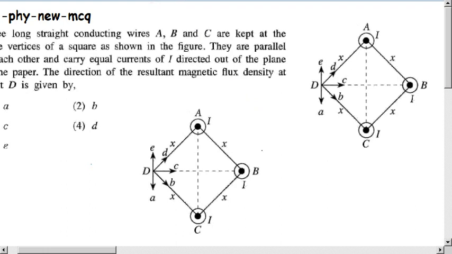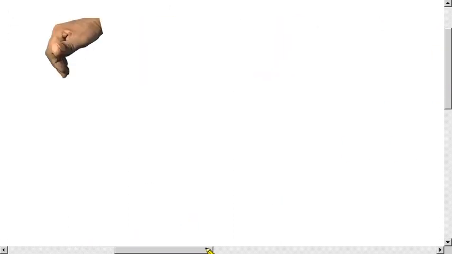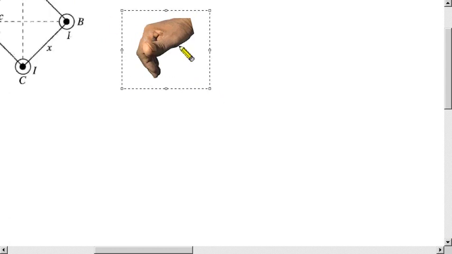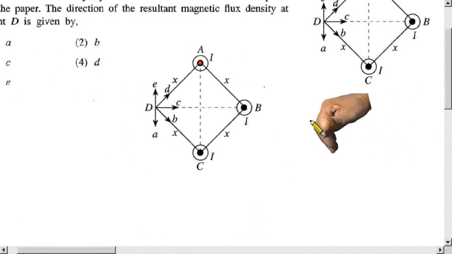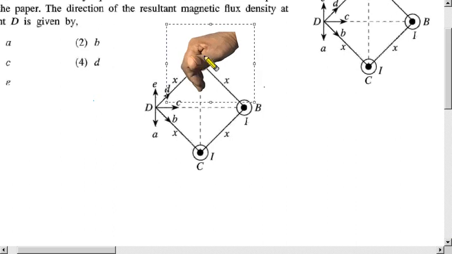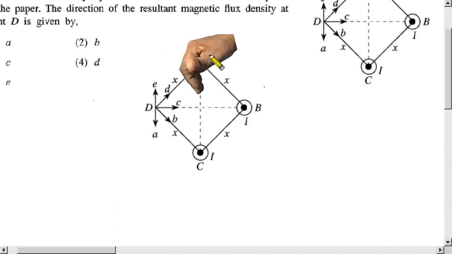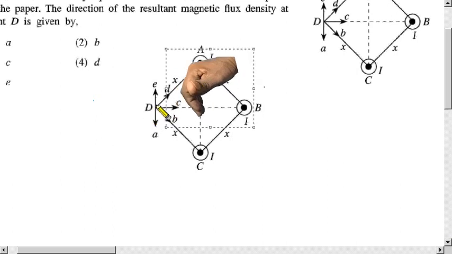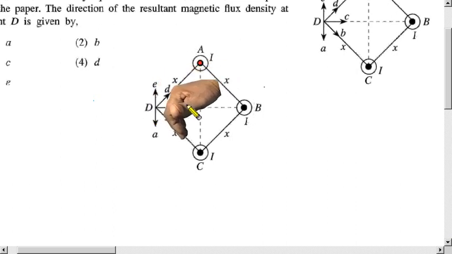First children, let us try this wire A. The current is I, coming out of the paper. So let us place our right hand, with the thumb overlapping this current I, directed out of the paper, because they have said the current is coming out of the paper. So the small fingers are directed this way. Therefore at this point D, the flux density must be this way, towards D to C, like this.